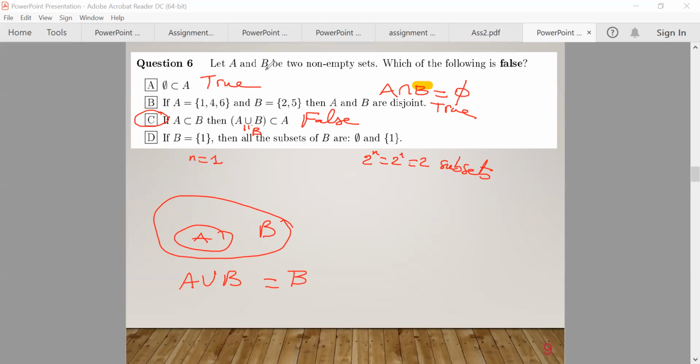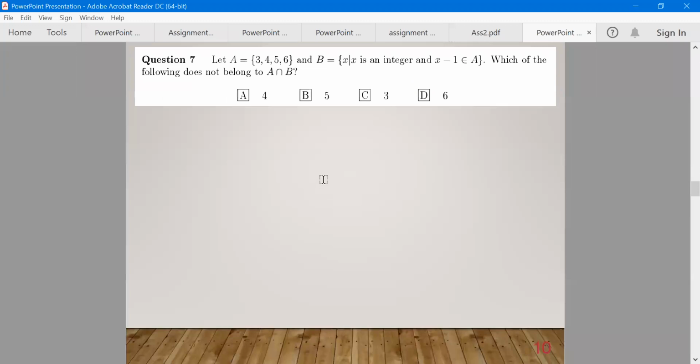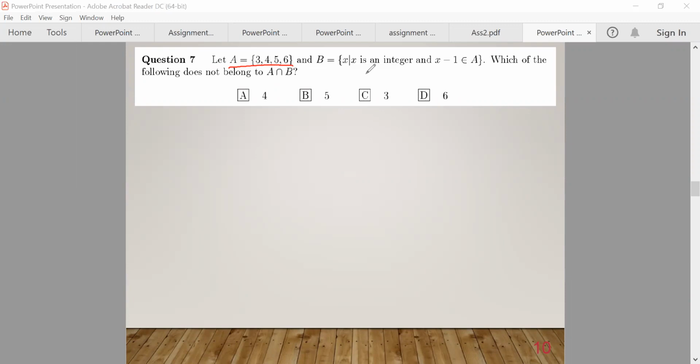Last question. Related to section 1.1. This is the set A in roster notation. B is a set in set builder notation: X is an integer and X minus 1 must be an element of A. Okay, and we want A intersect B. So first we must write B in roster notation. X is an integer, X minus 1 is an element of A.